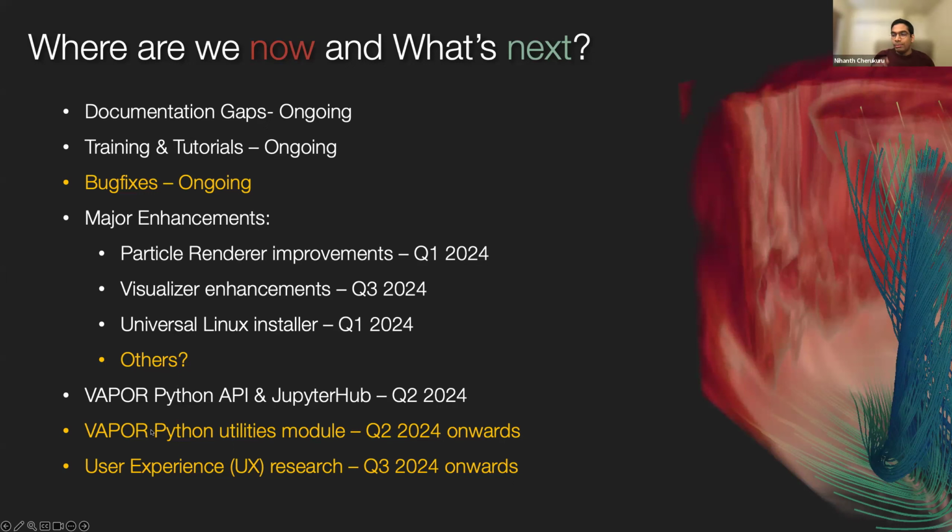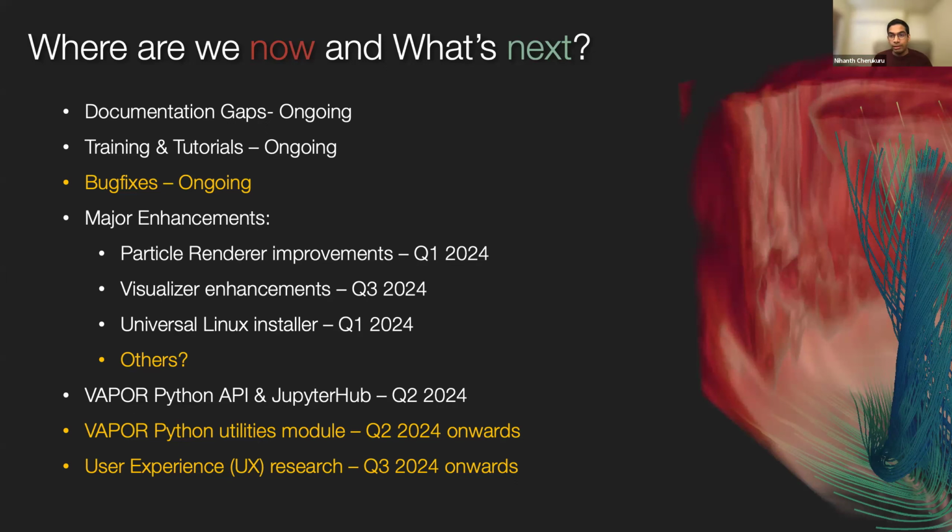So currently the Vapor Python, what it does is it takes all the functionality that's available from the GUI and makes it available through the Python API. It works. However, even to do something like camera panning, there's a lot of boilerplate code that users have to write before they get to a point that they can visualize. And since all of this would be in Python, I really feel that we could have a separate Python utilities module that the community can help grow.